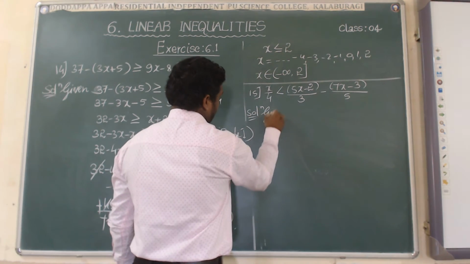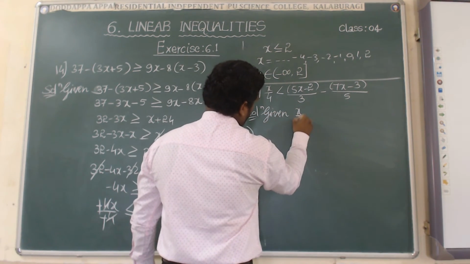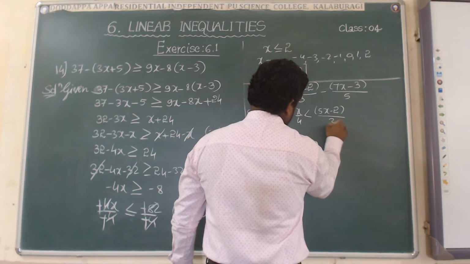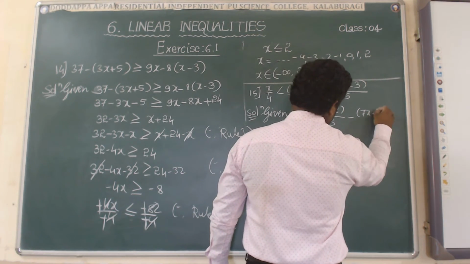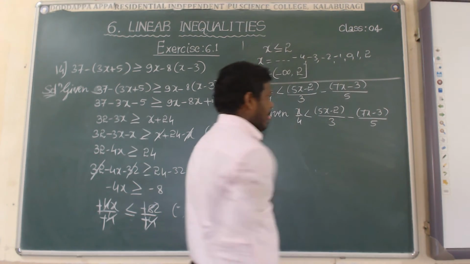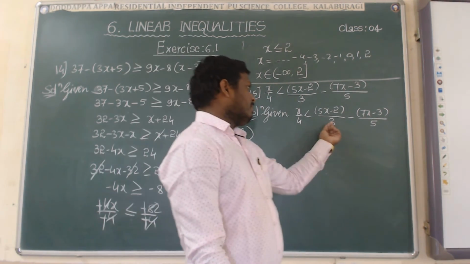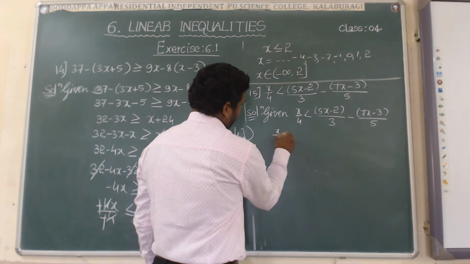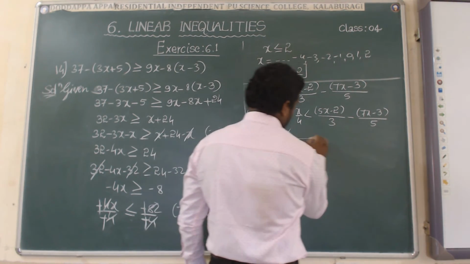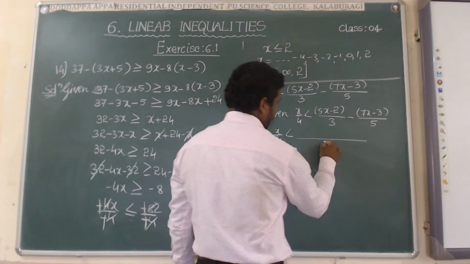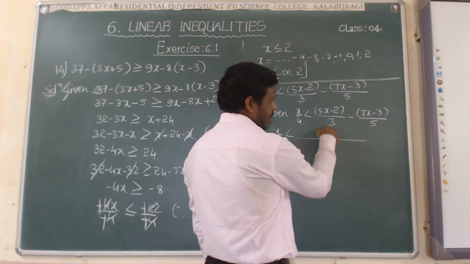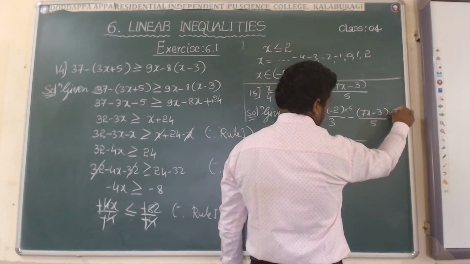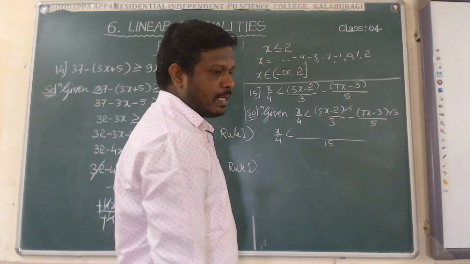I am going to write it here as usual: x by 4 less than (5x minus 2) divided by 3 minus (7x minus 3) divided by 5. We have to take the LCM of 3 and 5, that is 15. So we have to multiply the first numerator with 5 and the second numerator with 3. Getting my point?